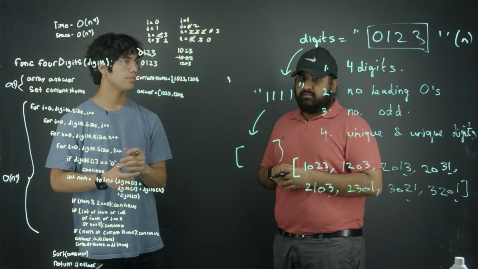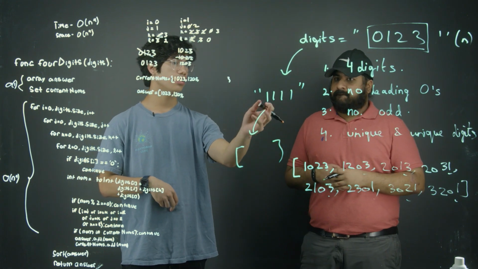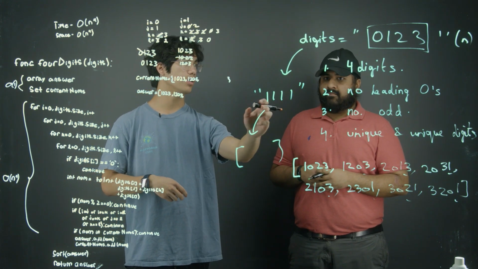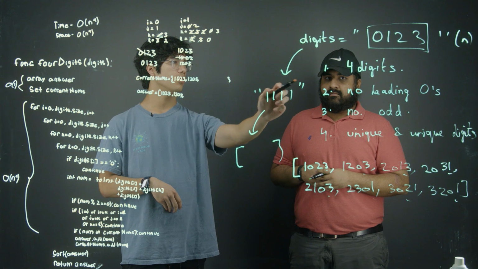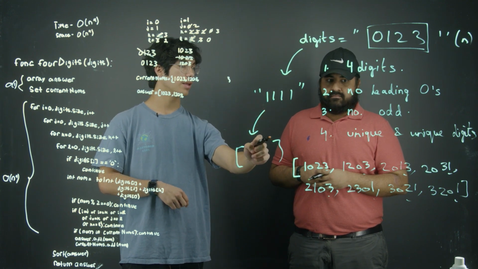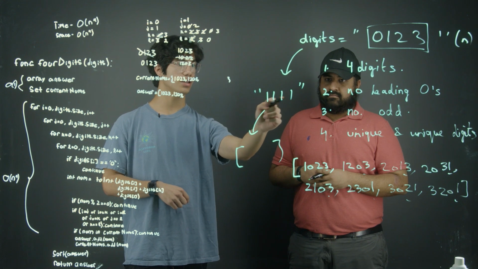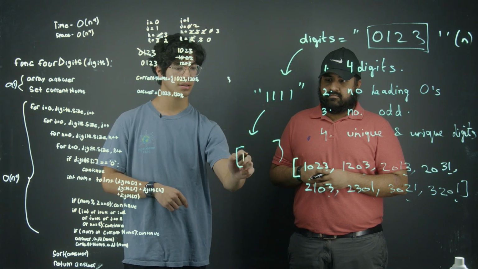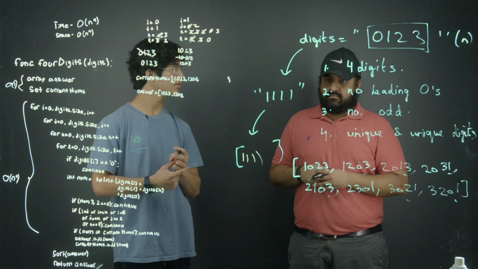Well, I think let's just look at, well, the only thing that can be concatenated here is just 1111. So there are 4 digits, no leading zeros, it's odd, and they're all unique indices. So I think the answer should just be 111.